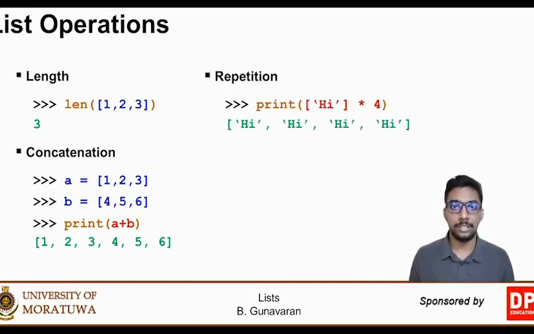The third operation we are going to look at is repetition. Looking at an example will make it easier to understand how repetition works. The list here contains the string hi. If you multiply this list by 4, the content within the list will be multiplied 4 times, as shown in the output. Note that we are not getting 4 separate lists, but 1.